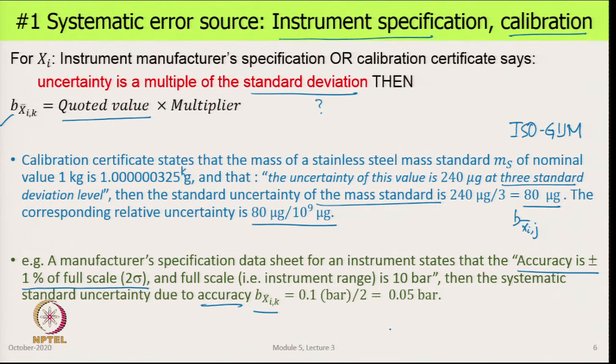So, this is one way to interpret information which is quite often given to us in this form. Sometimes it does not say 2 sigma explicitly, in which case we assume that in all the analysis that we are doing and in the information that we are interpreting from other sources, all of this is reported at 95% confidence level, which is the same as 2 sigma level. So, this is what we do. That is the first type of information about the instrument or the calibration that we may have.